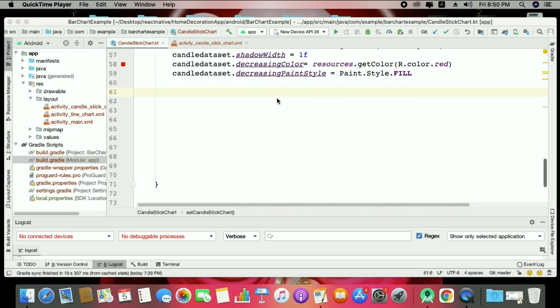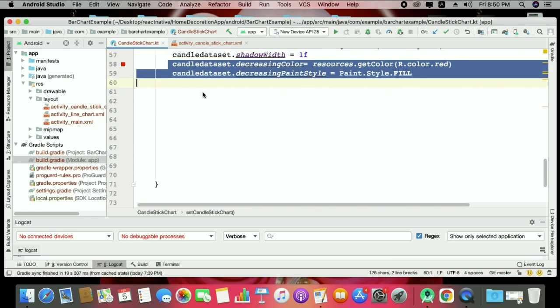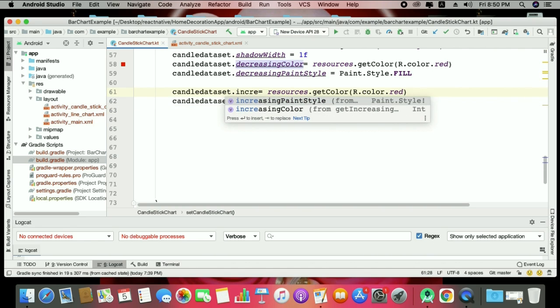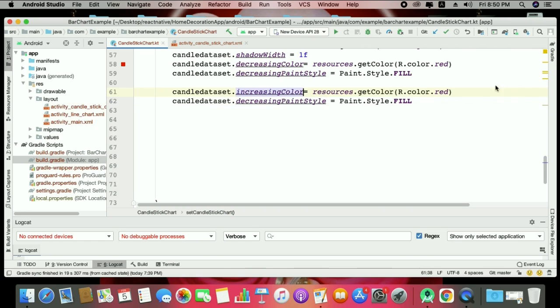Same, we have to work with your increasing color, so just copy paste it, and here you can say increasing color. Whenever you work with the increasing color we need a green color, and the increasing paint style will also be your fill style, we need it for the paint. Okay, so this one we discussed already in our canvas classes.